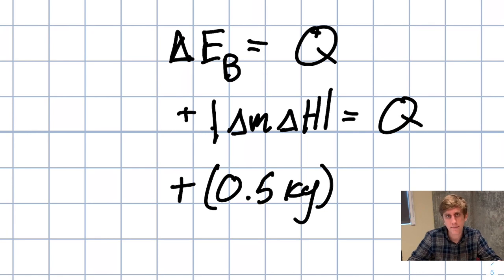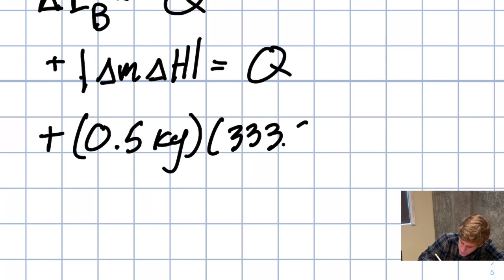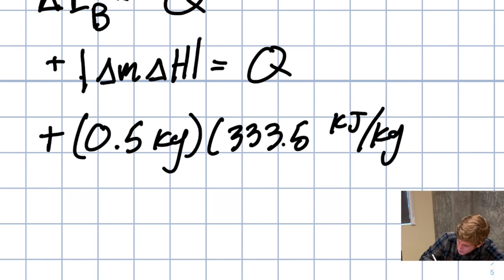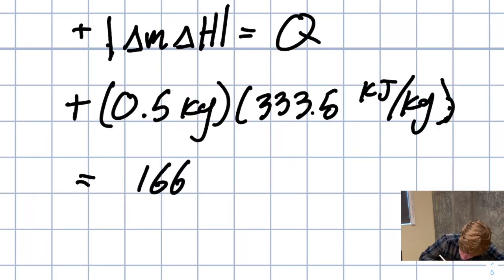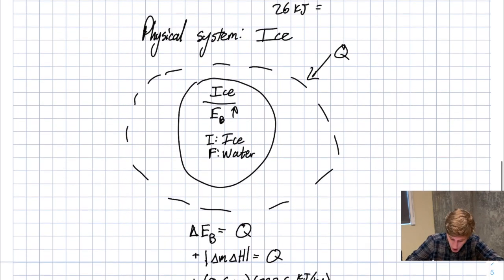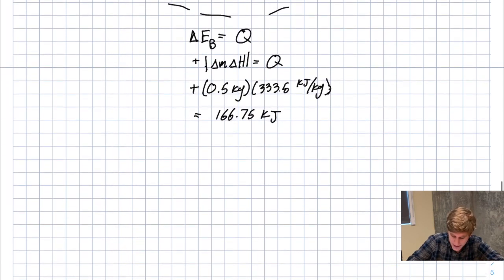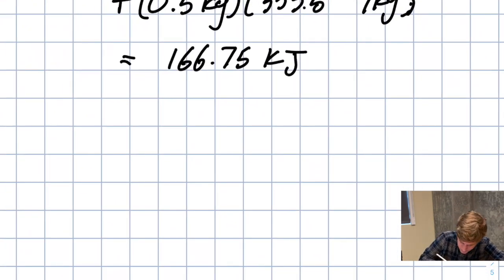We may have to look up delta H for ice. It turns out that delta H is 333.5 kilojoules per kilogram. So the total amount of energy it takes to warm the ice up to its melting point and then melt it is 166.75 kilojoules plus 26 kilojoules.